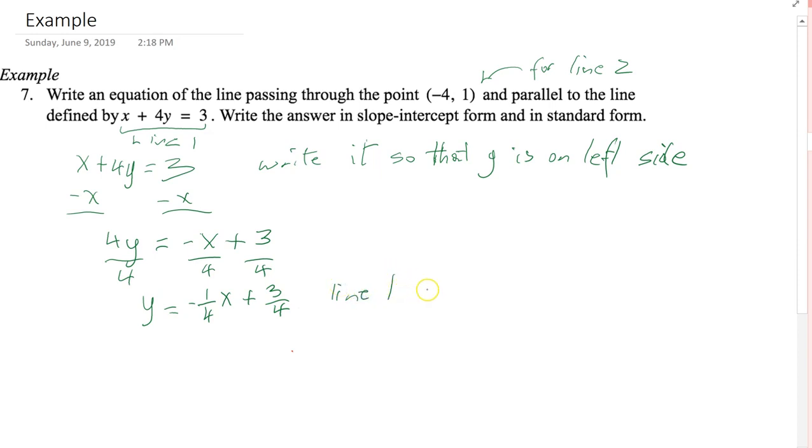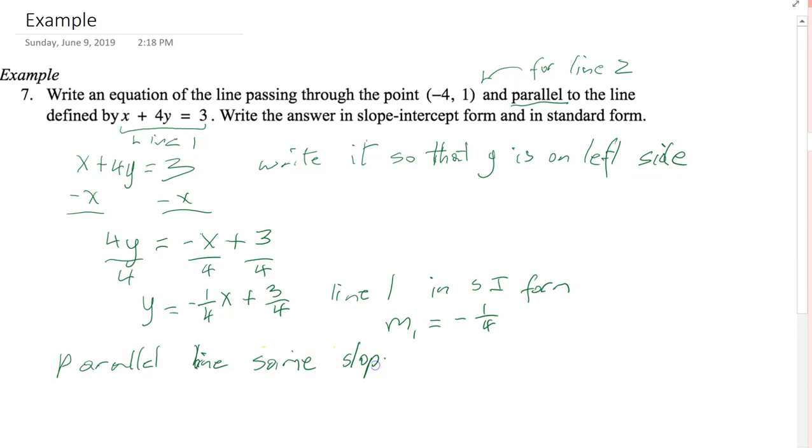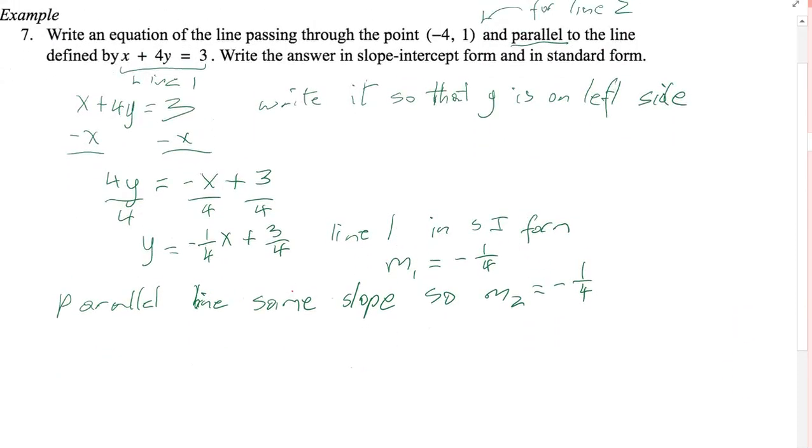So the slope of line 1, let's call that m sub 1, is negative 1/4. Now if line 2 is parallel to line 1, that means the parallel line has the same slope. So m sub 2, the slope of line 2, must be equal to negative 1/4. Now we know the slope m2 is negative 1/4, and that line 2 passes through (-4, 1).